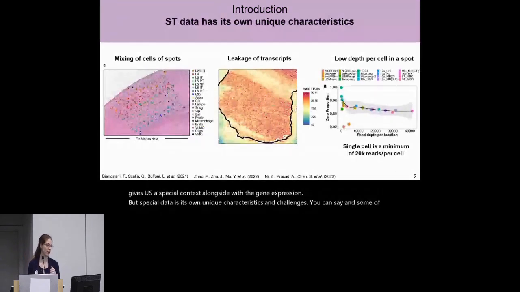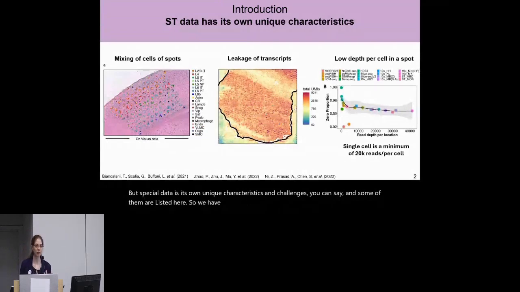So we have mixing of cells in spots, which means, do I have a pointer or something? No, okay, we'll deal with it.